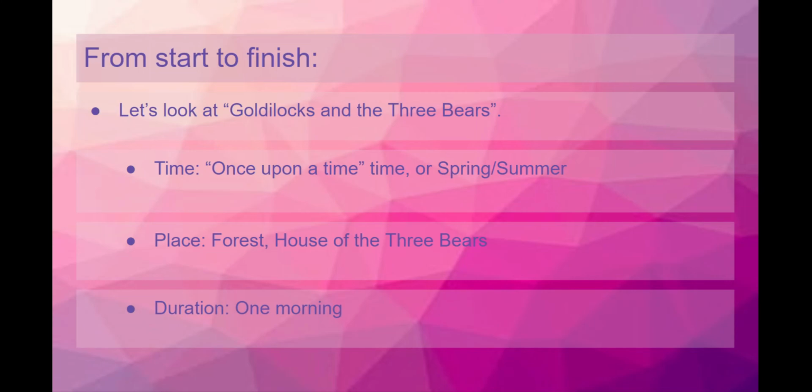So, how do we know that it's morning? What are our clues? Well, Mama Bear gets up and she's making porridge for everyone. It ends up being too hot. They go for a walk. They come back, and that's when they encounter Goldilocks sleeping in Baby Bear's bed.